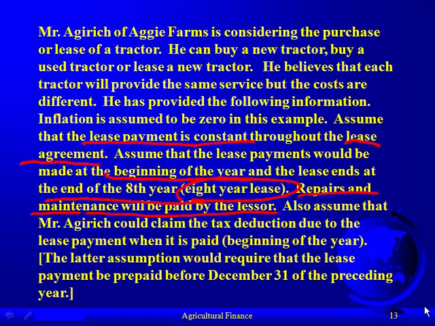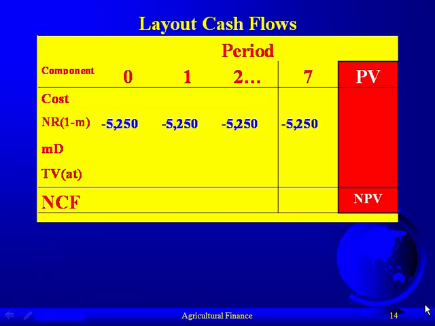And also assume that Mr. Aguirich could claim the tax deduction due to the lease payment when it is paid, or beginning of the year. Now that's a big assumption, and we can only get away with it if we make the lease payment in the previous year before December 31st. Okay, if you're on a cash basis accounting, if you want that deduction right at the very beginning, then you'd have to make that lease payment in the preceding year. This may make more sense if we lay it out on the cash flow.